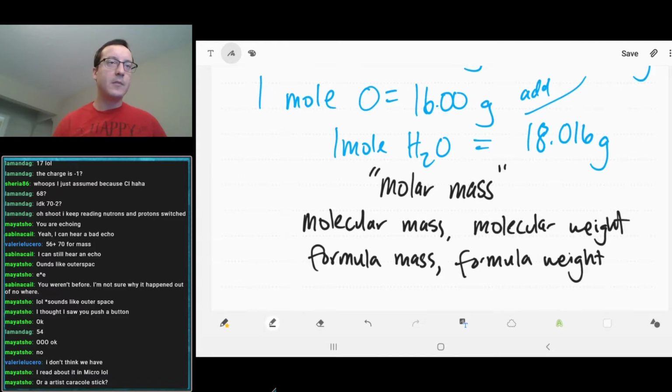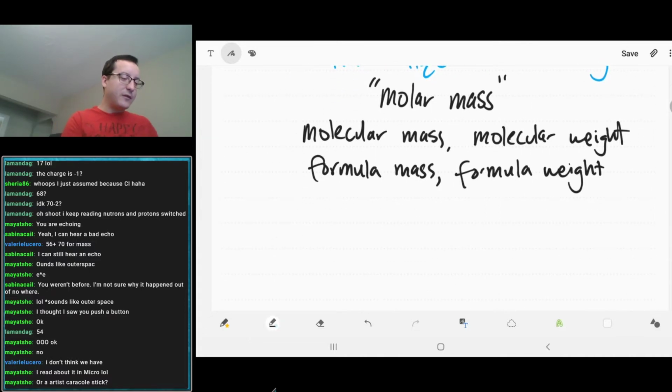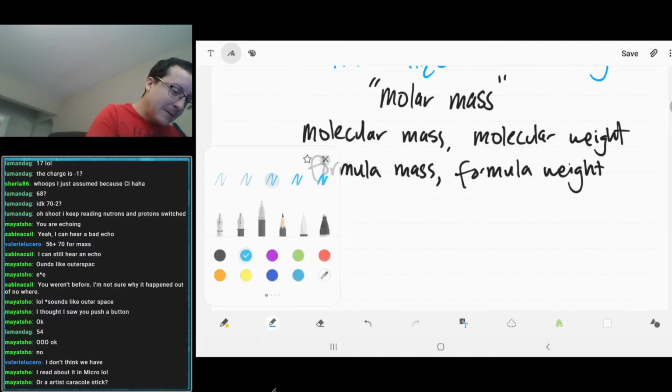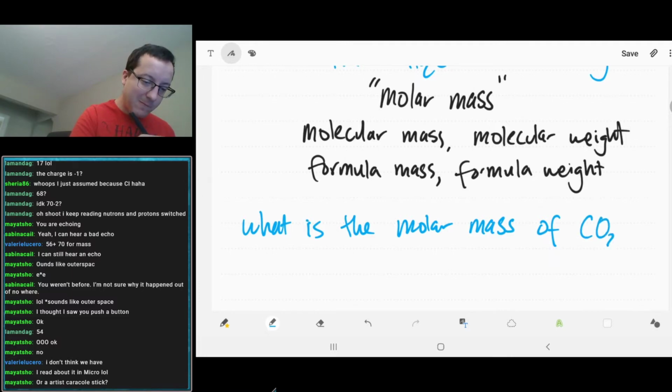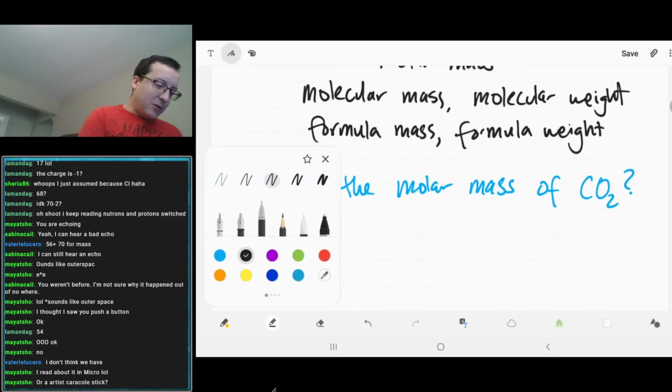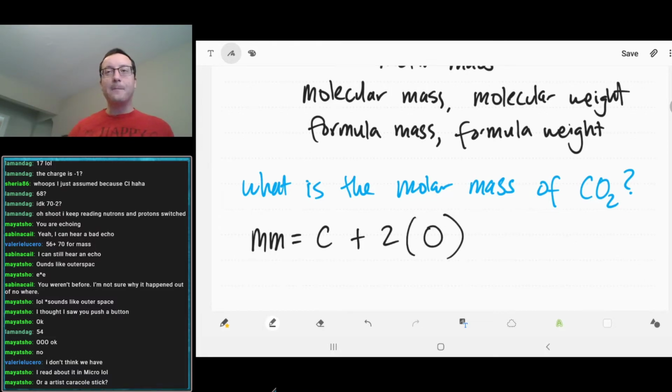Okay? Let's do some practice with this. Let's see if we can find what is the molar mass of CO2, carbon dioxide. So in this case, our molar mass is going to be equal to carbon plus 2 times oxygen, right?